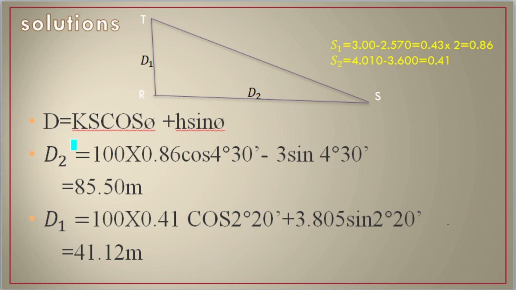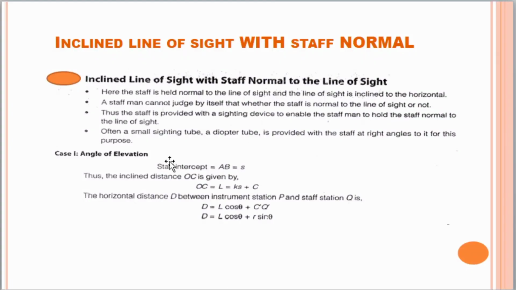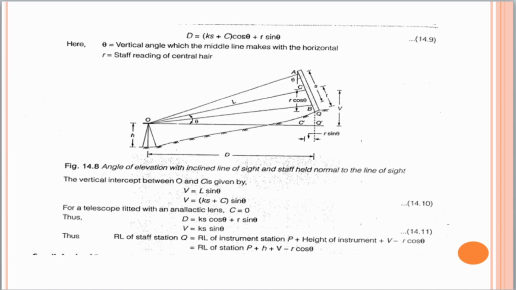Here's a solution. This is a formula that I got from the notes and the textbooks. This simple formula was gotten from some of the notes that I have in my possession. So let's look: this is an inclined line of sight with the staff normal. Here the staff is held normal to the line of sight. That's something that you should know. Let's go directly to what we are looking for.